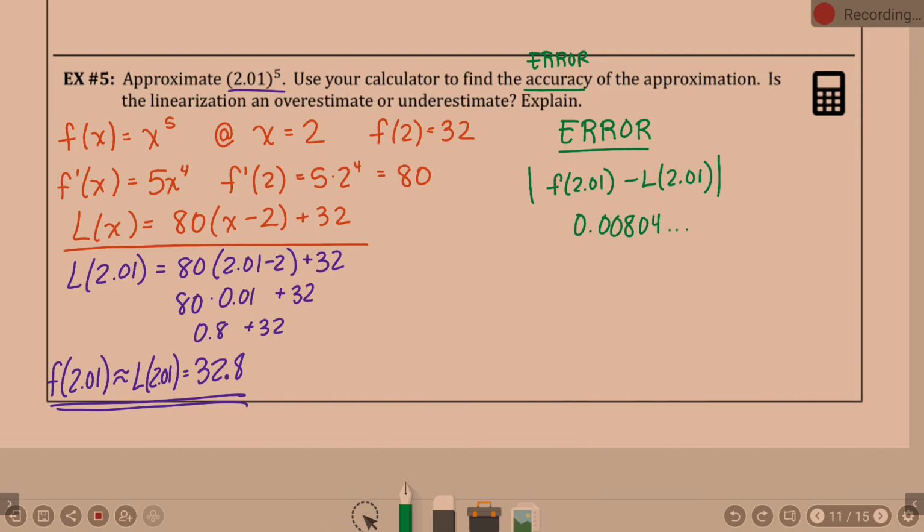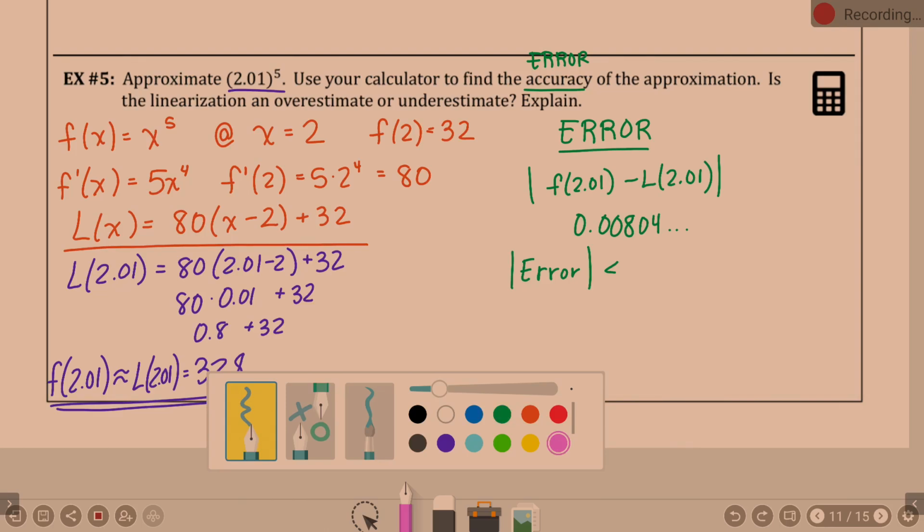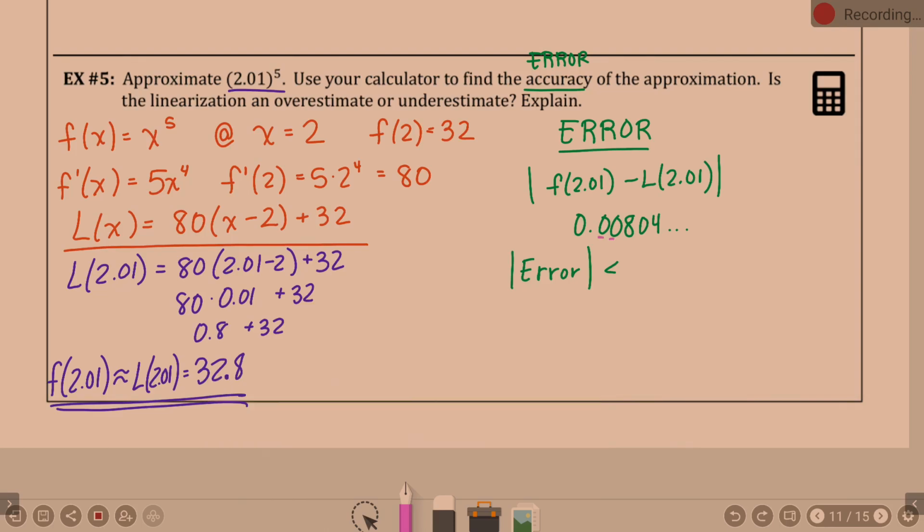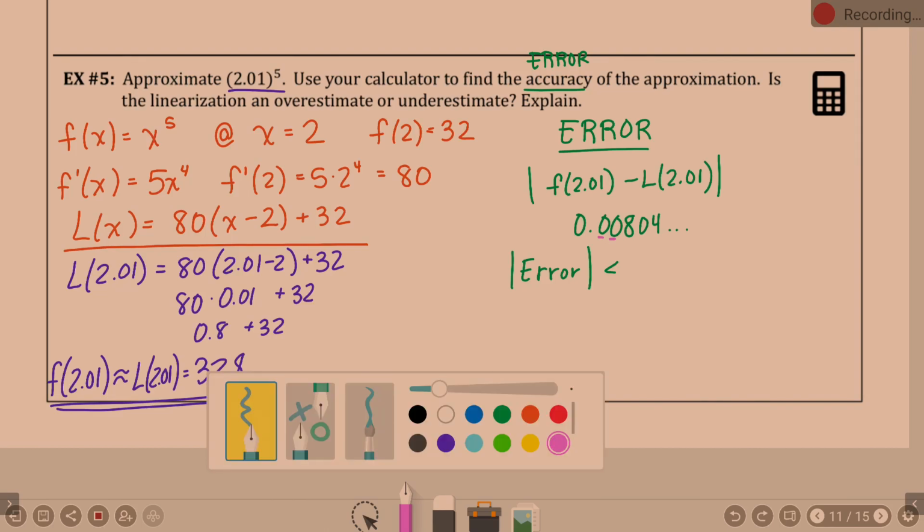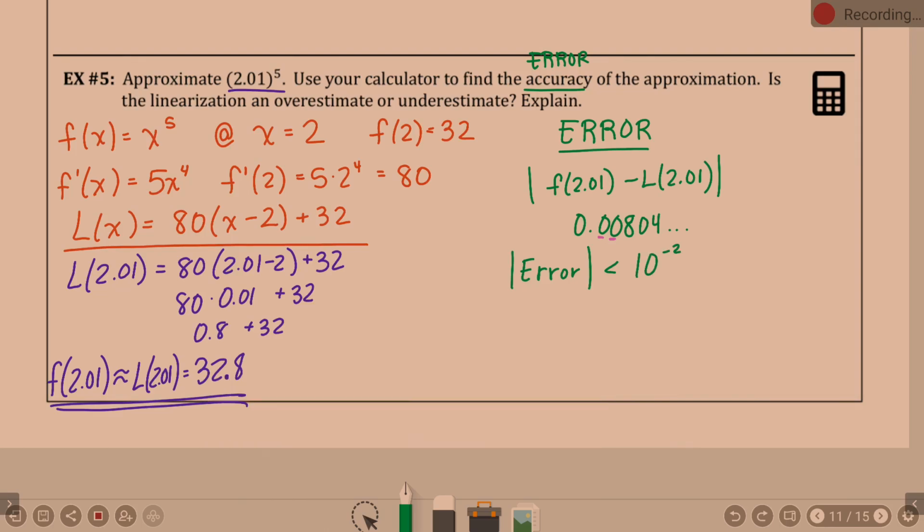But remember, how are we expressing error? The absolute value of error is less than, or is within. Do you remember what we talked about? This one would be absolute value of error less than 10 to the negative 2, because there are 2 zeros there.